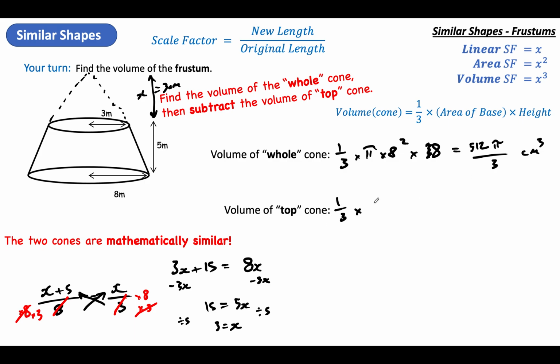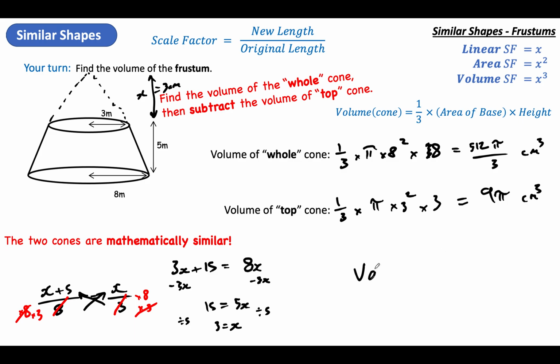Volume of the top cone: 1/3 times pi times its radius squared, so 3 squared, times the height of just the top bit, which is 3. Now that is going to be 9 pi. Now that I definitely know. Okay, and let's get going then.